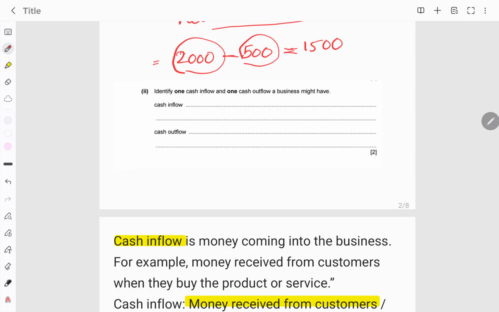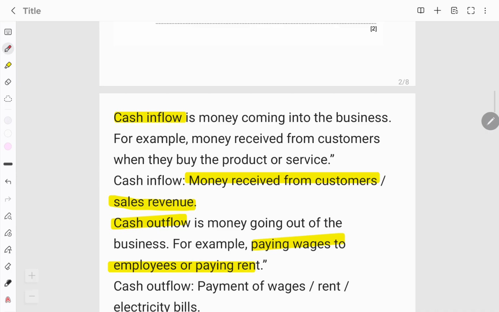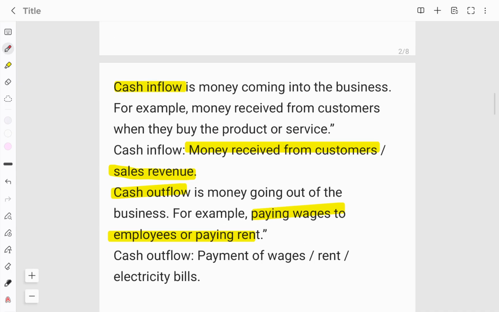Let us look at this question. This question asks us to identify one cash inflow and one cash outflow that the business might have. First, what do we mean by cash inflow? Cash inflow is money coming into the business. For example, money received from customers when they buy the product or service. Now, what is cash outflow? Cash outflow is money going out of the business. For example, paying wages to employees or paying rent. So, for this question, we only need to identify one example of each.